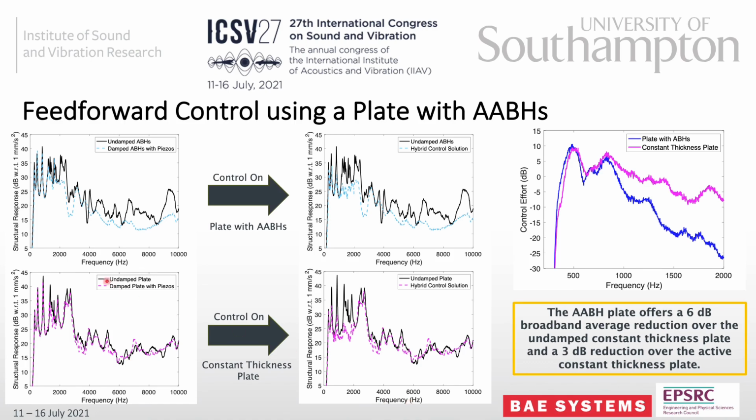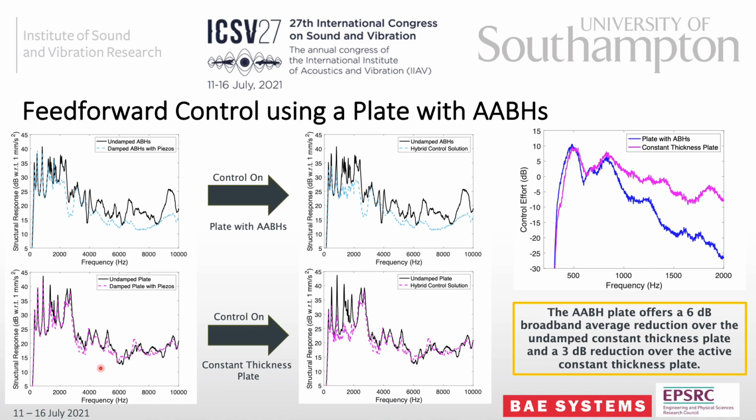So if we start by looking at the response for the acoustic black hole plate, you see on the left that above 2 kHz we're getting really good performance, and below 2 kHz we're getting poor performance. When we implement control, we can now see that between 250 Hz and 2 kHz, specifically these sharp resonances here and this group of resonances here, they've actually been reduced significantly, and now the plate has a good broadband damping.